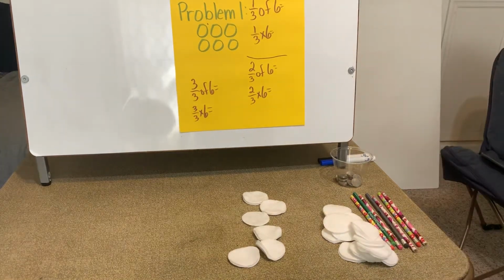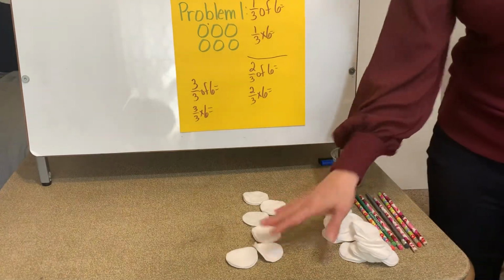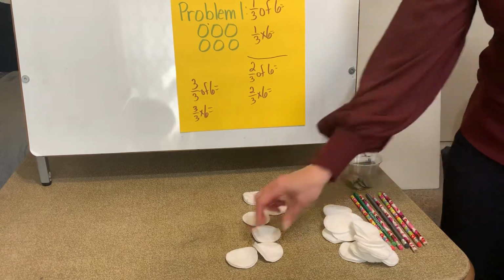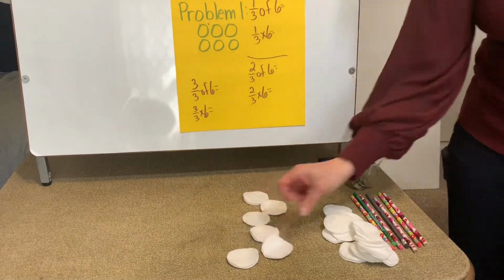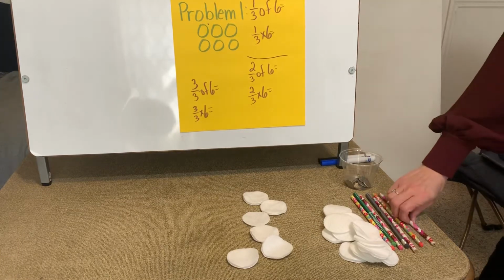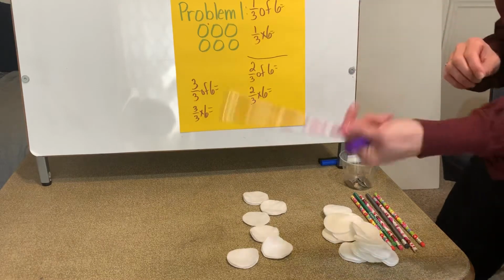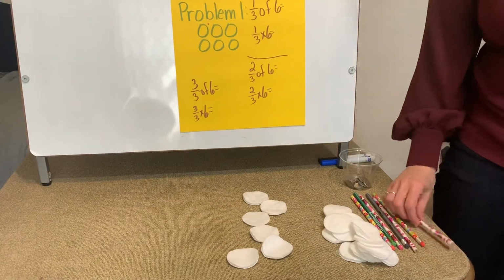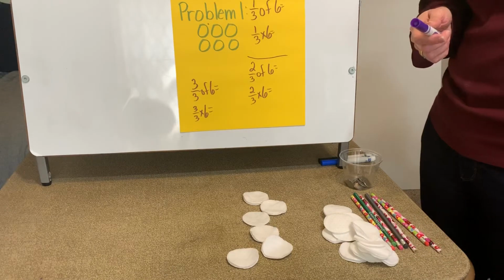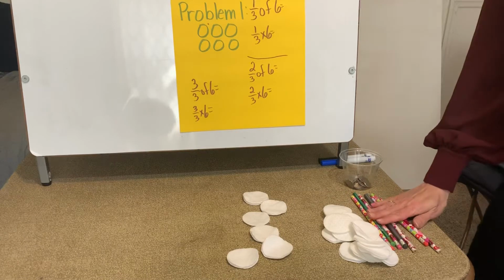Okay, for our activity today, we are going to need some counters of some kind, either some coins or some blocks. I have cotton rounds, so you're going to need at least 24 counters. You're also going to need something to show equal groups of those counters. I'm using pencils. You can use straws, colored pencils, markers, whatever you want. You're going to need at least 6 of those.